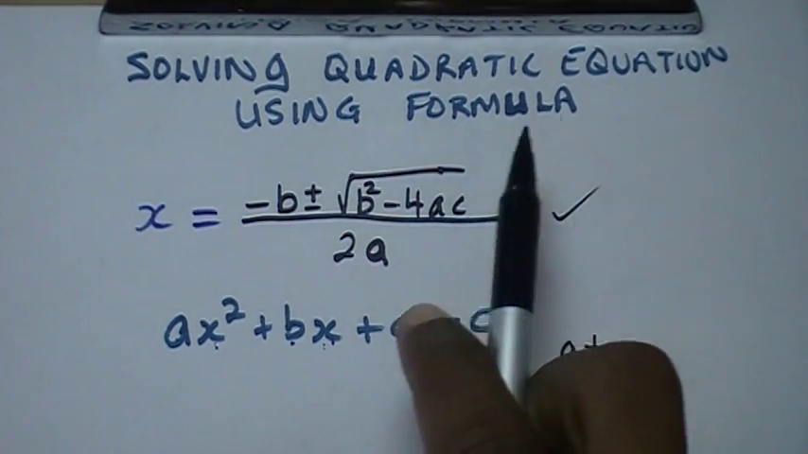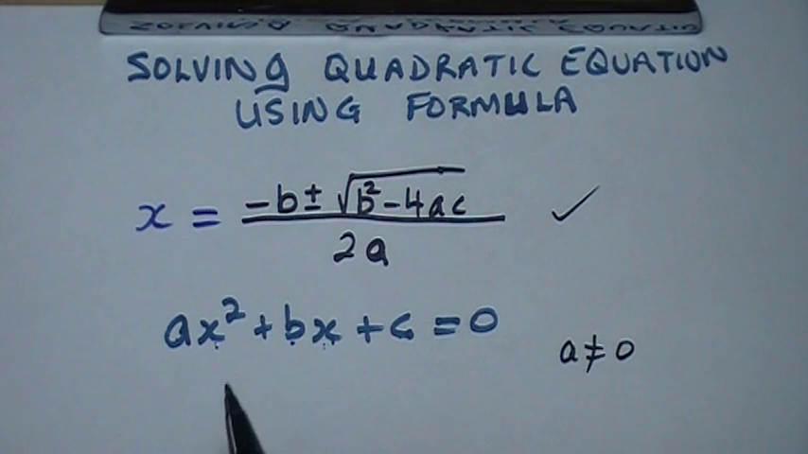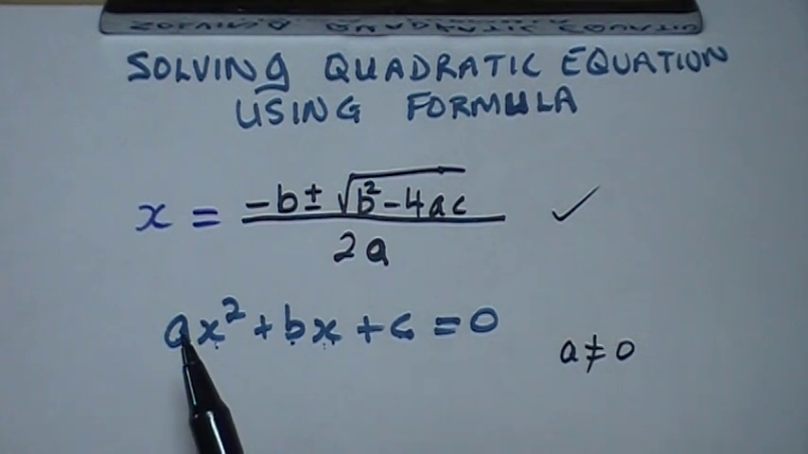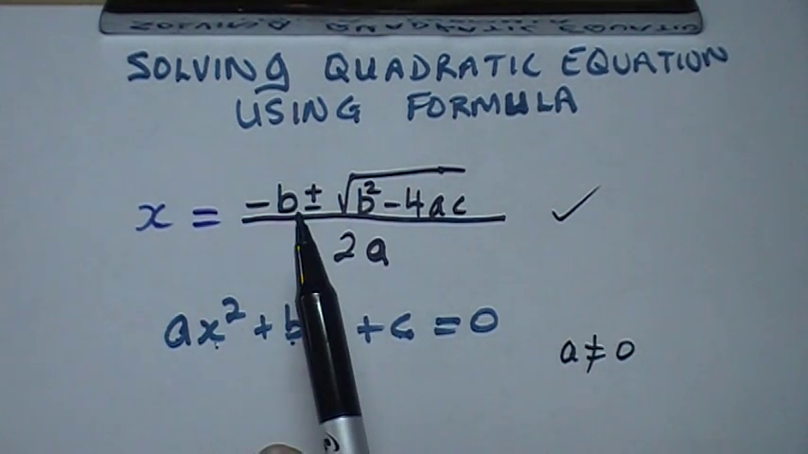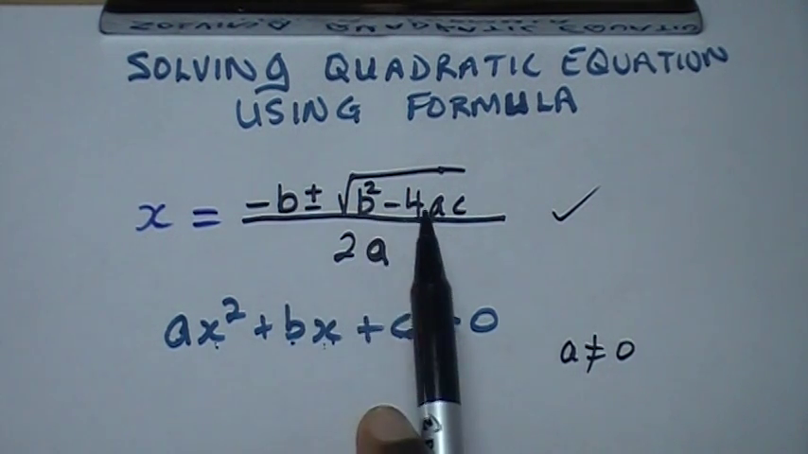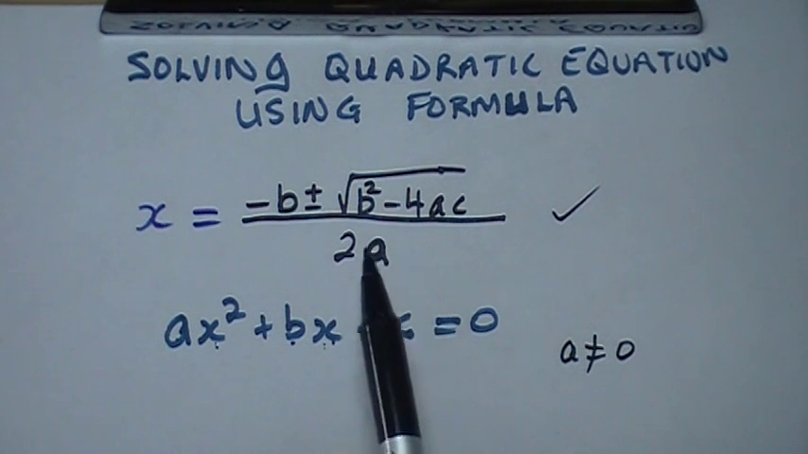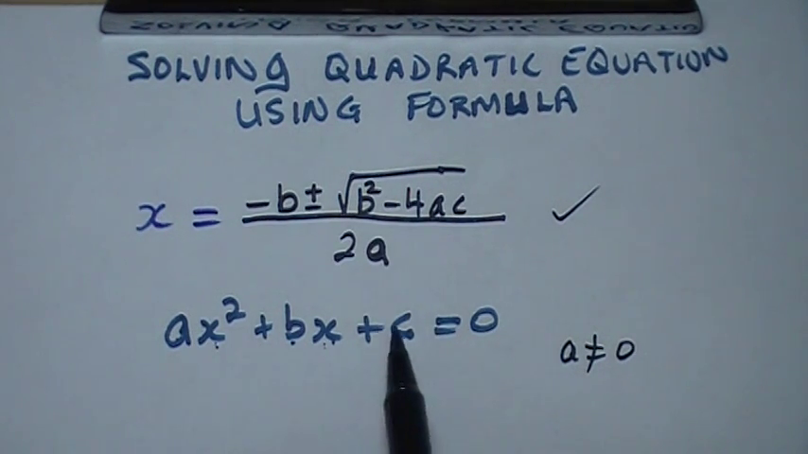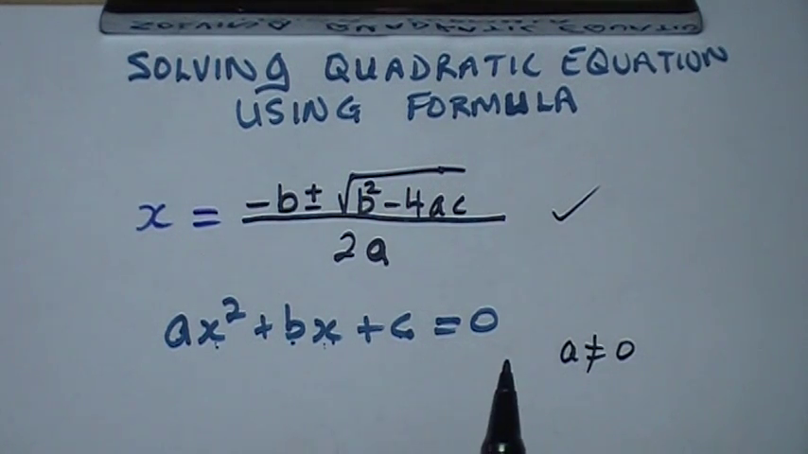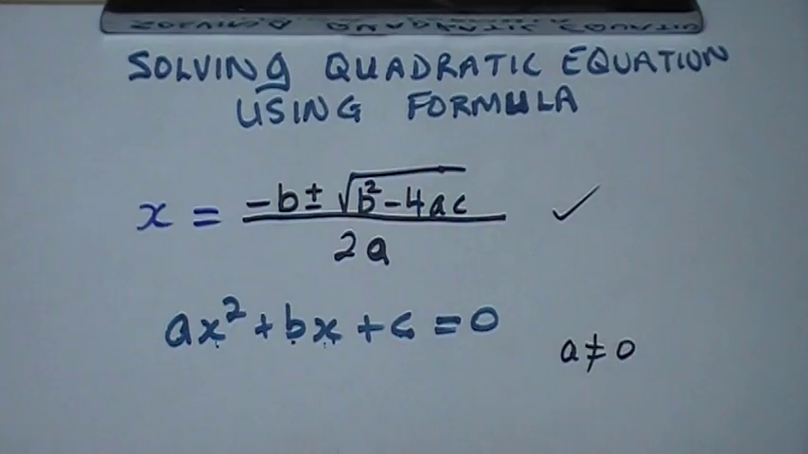We're solving quadratic equations using the formula. Now this is a formula. Any equation in this form, where a is not 0 and a, b, and c are real numbers, we can solve using this formula. We basically substitute the numbers for a, b, and c into the formula, and then we can solve for the value of x. Let's look at some examples.